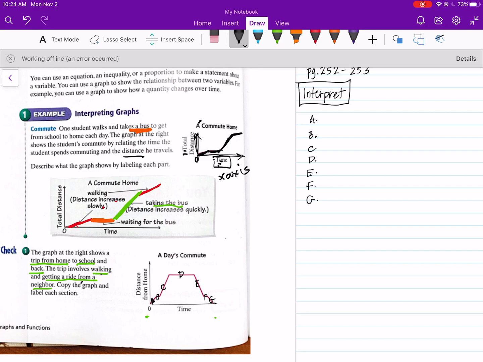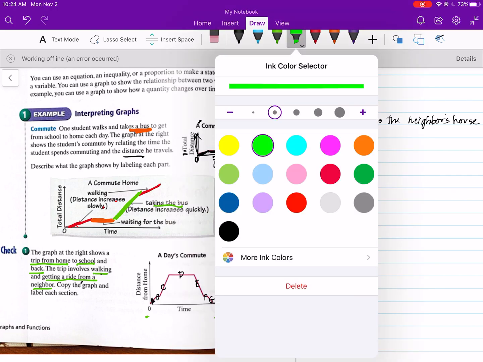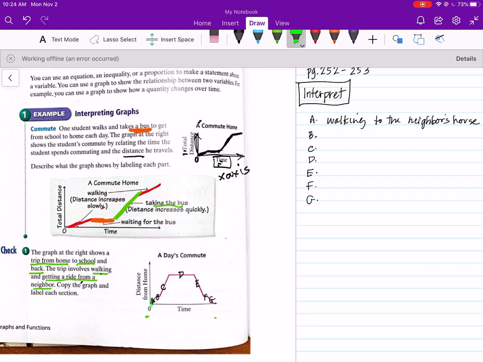So here I can see in A, it looks like time is elapsing. They're getting a little bit of distance, but not a ton. So according to the situation, it looks to me like they are walking to a neighbor's, because they're going to get a ride from the neighbor. So I'm going to say that they're walking to the neighbor's house. And I think I'll pick up a green color, and I'll say that they're walking to a neighbor's house.